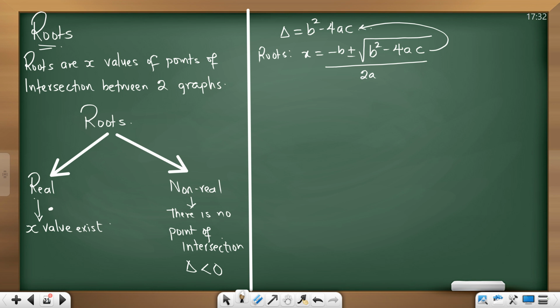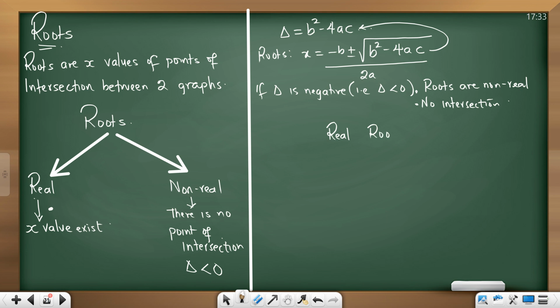If that is a negative, so if delta is negative, that is less than 0, then roots are non-real. You get no solution. And when they are non-real, no intersection. Real roots.